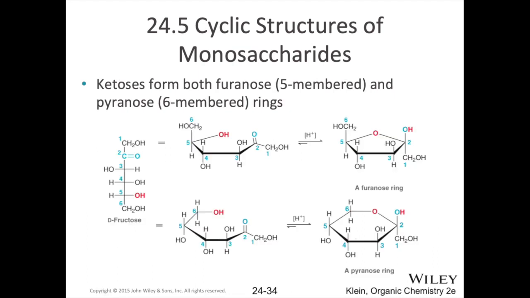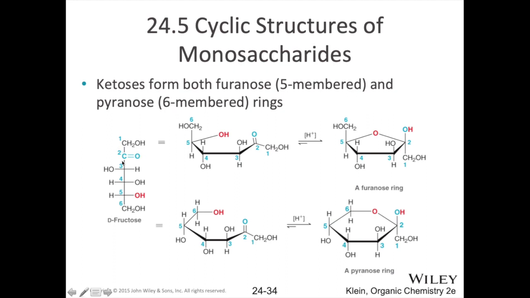Okay, so here we have a ketose. Ketoses can form both furanoses and pyranoses. So this is what a furanose ring looks like, by the way. Here's our 5-membered ring. We have that oxygen at the top of the pentagon that's formed. And with a pyranose, we've seen that the oxygen's at the top right of the hexagon that we draw. But here's a furanose.